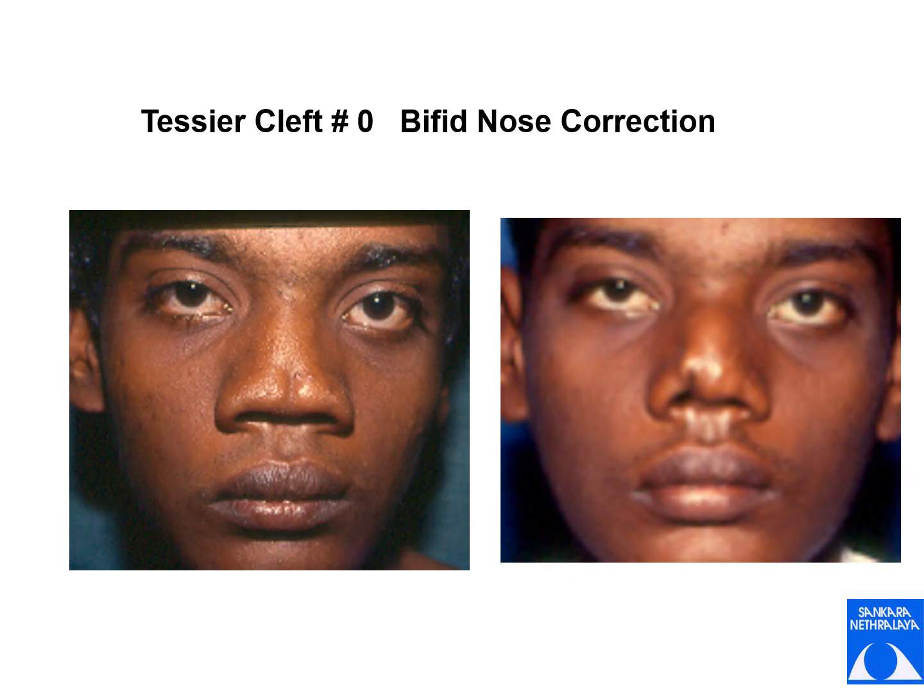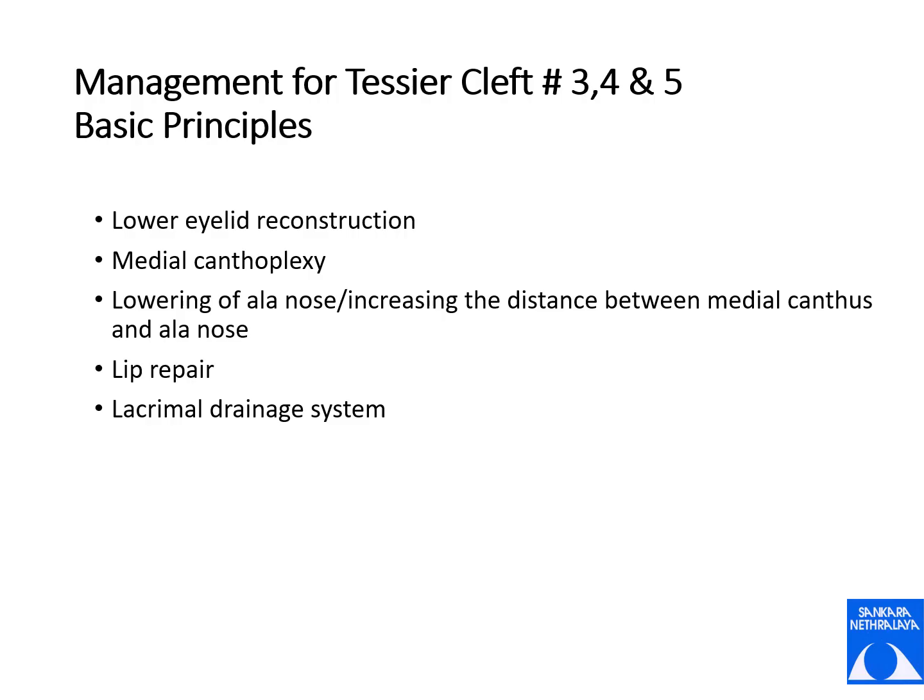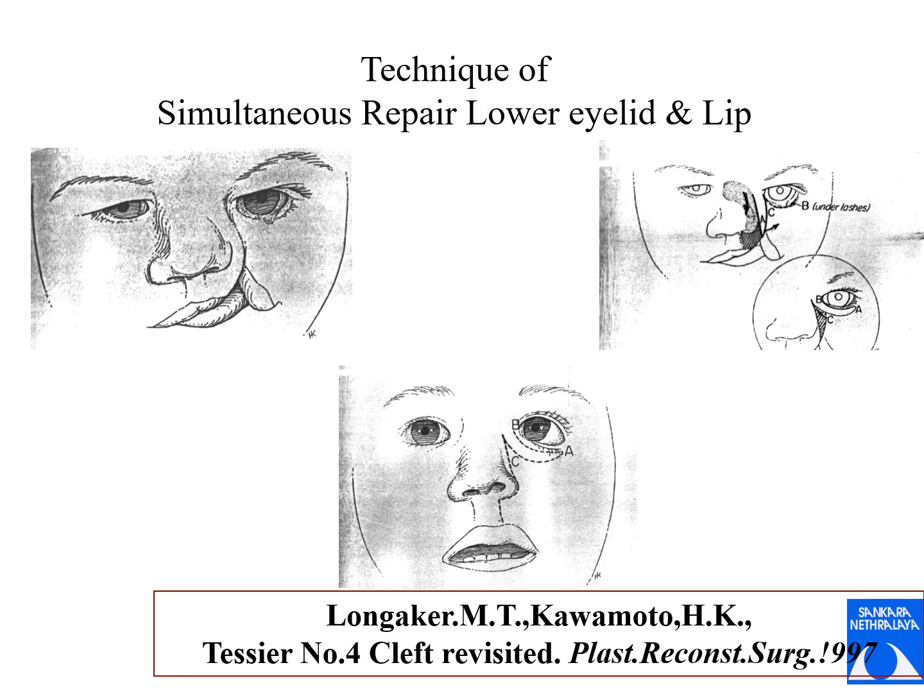Tessier cleft 0, bifid nose correction, which you can see here. Management of cleft number 3, 4, 5. Basic principles: lower eyelid reconstruction, medial canthoplasty, lowering of ala nose, increasing the distance between medial canthus and ala nose, lip repair, and lacrimal drainage system to be looked after.